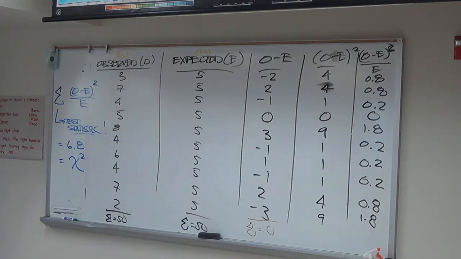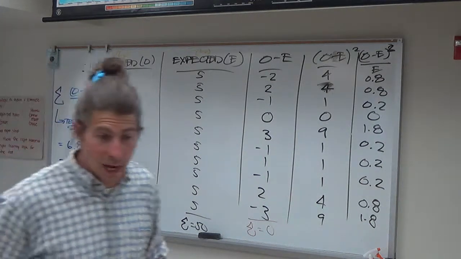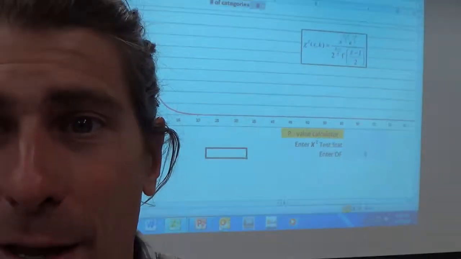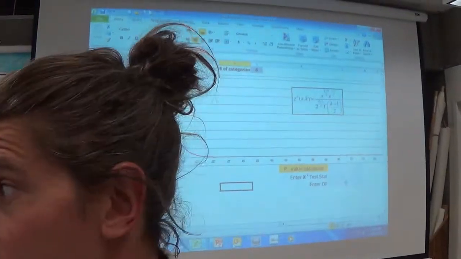Now, look at this beautiful thing. That is the graph of what's called the chi-square distribution. Folks at home can't see it because I didn't turn the camera. Don't get nervous.